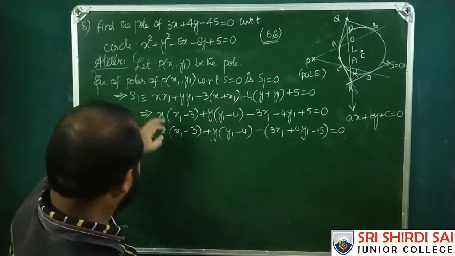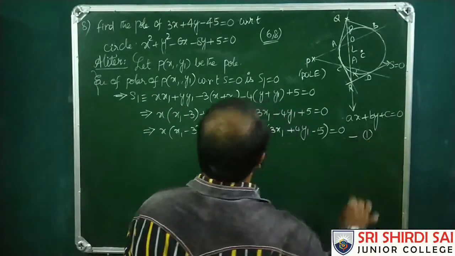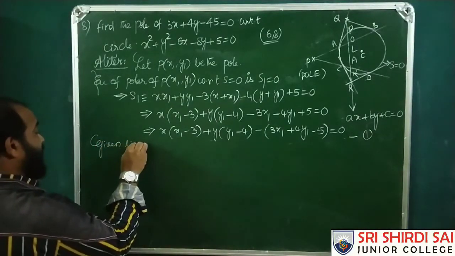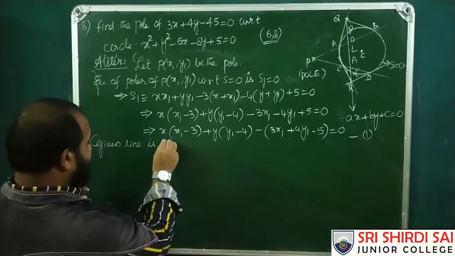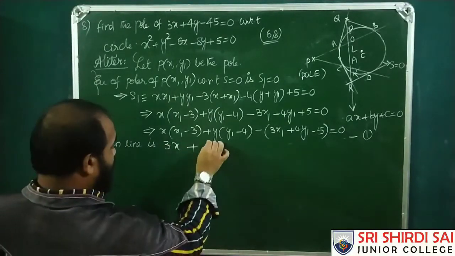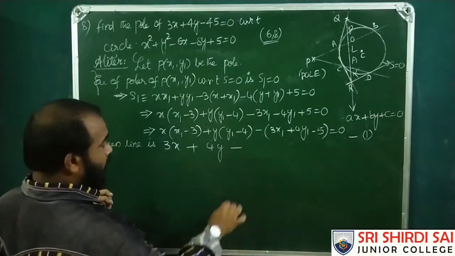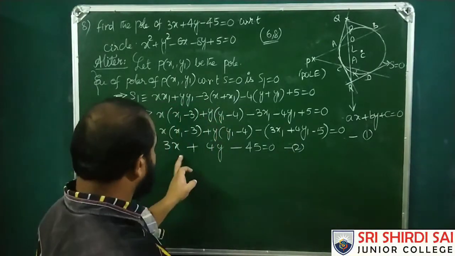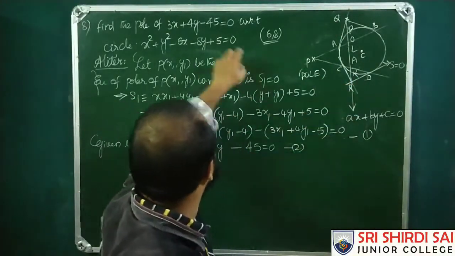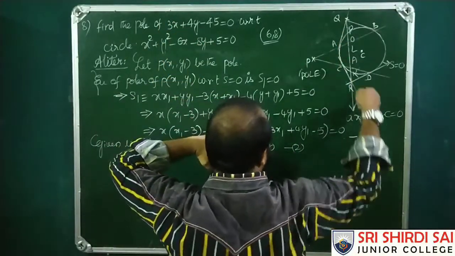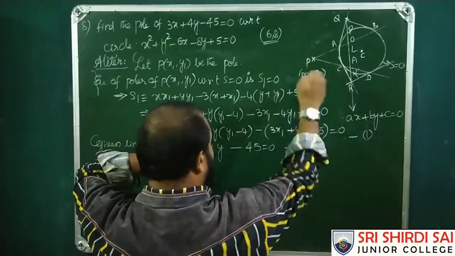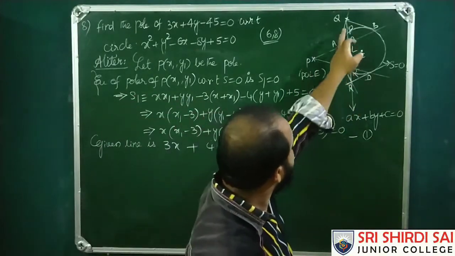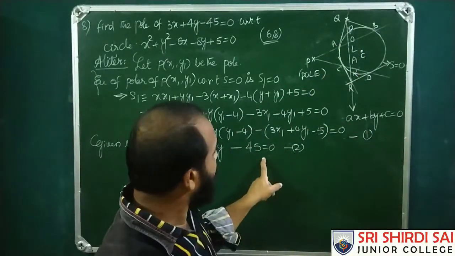Okay, and so let us suppose that this is the first line. So the given line is 3x plus 4y minus 45 equals to 0. This 3x plus 4y minus 45 equals to 0 is this line. So this line's pole is what we are required to find. So according to the question, this line is 3x plus 4y minus 45 equals to 0.